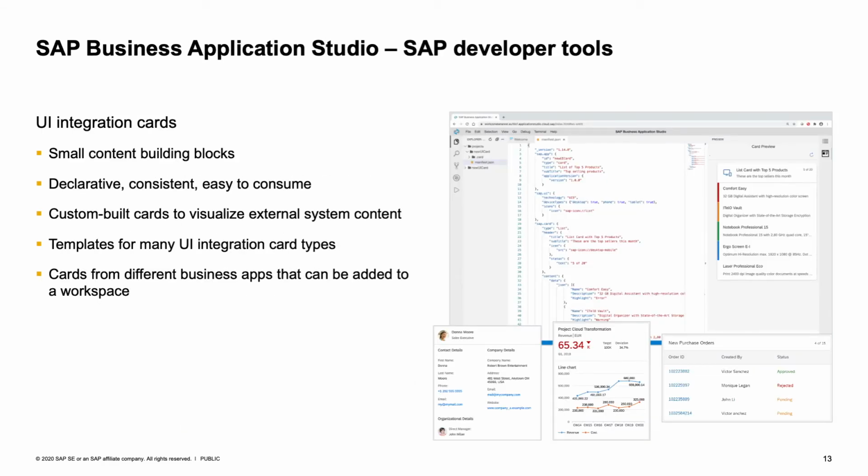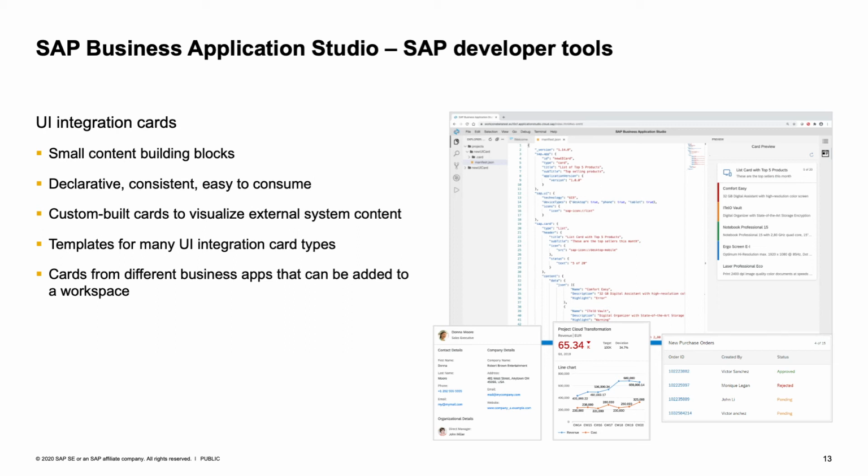TechEd is a developer conference. So the second demo exactly looked into this. With the SAP Business Application Studio, SAP provides SAP developer tools. And the concept of UI integration cards is a great concept that now really brings the intelligent enterprise to life. Because you can start with small content building blocks. They are declarative, consistent, and easy to consume. And there's a way of custom build cards to visualize external system content.